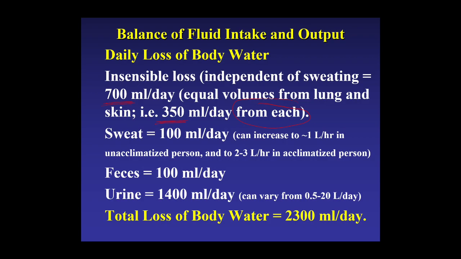We lose about 100 milliliters in the feces. So if you add all this together, 700, 100 and 100, that's 900. If you subtract 900 from 2300, how much do you get? 1400, and this is the amount of urine, your average urine flow per day.